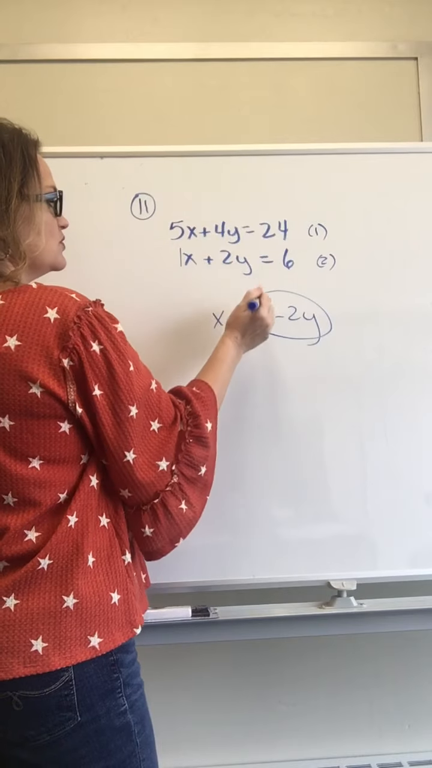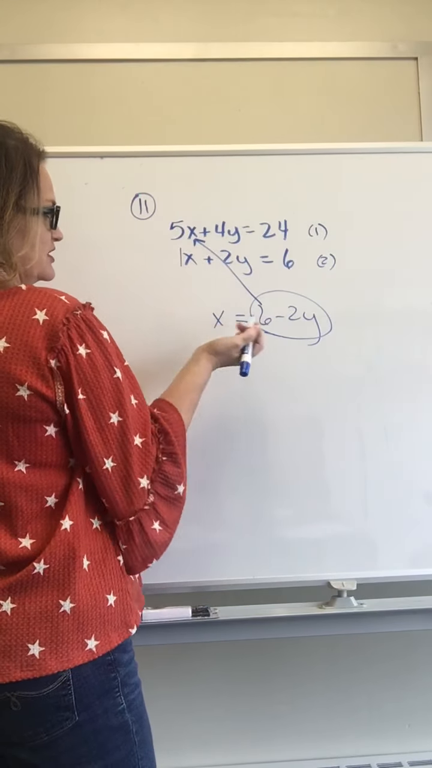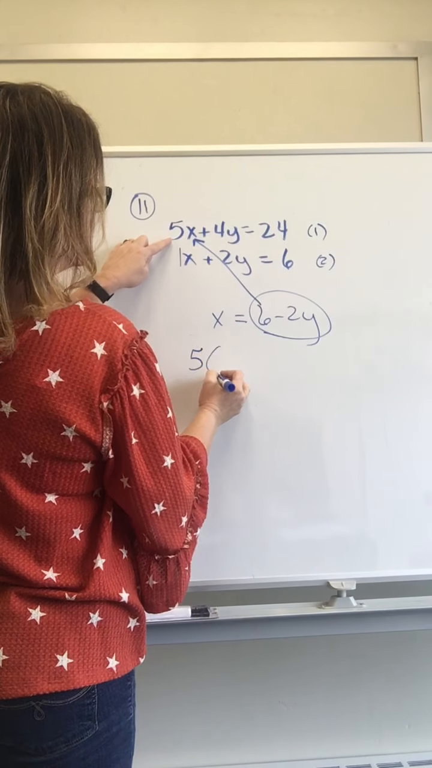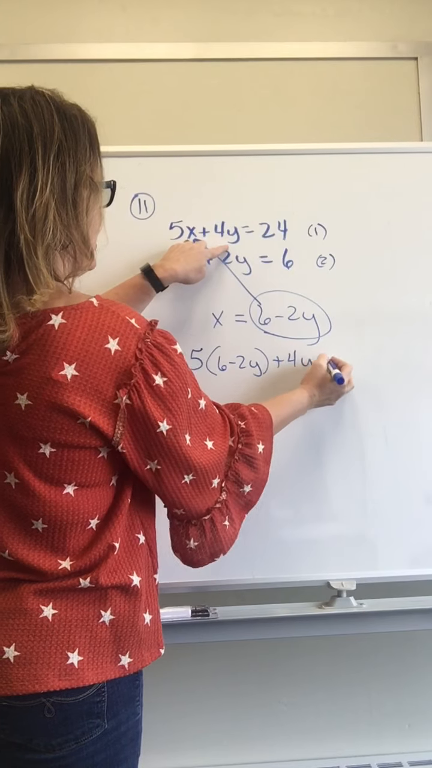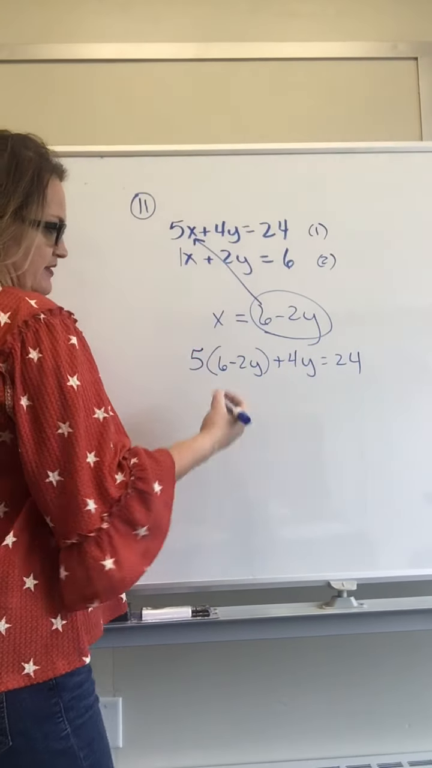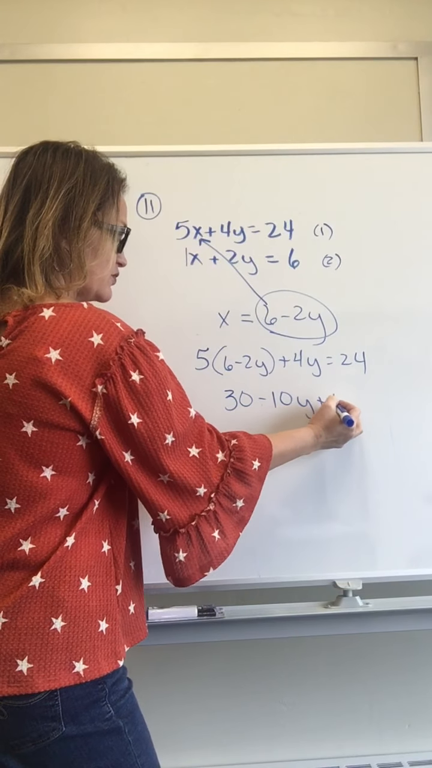So in the previous equation, I plug that in for that x. I substitute it in for this x. Then the equation becomes 5 times (6 minus 2y) plus 4y equals 24. And then we'll do our algebra thing there, distribute and solve this equation for y.